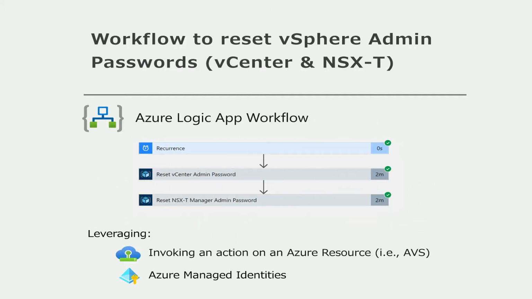What you see on this slide is the final result of what we are going to build together in the demo. This solution is based on Azure Logic App workflow. The main enabler for this solution is the availability of two new actions, rotateVcenterPassword and rotateNSXTPassword at AVS REST API. In addition to that, we are going to leverage Azure Managed Identity to authenticate from the Azure Logic App to AVS Private Cloud securely without exposing credentials.